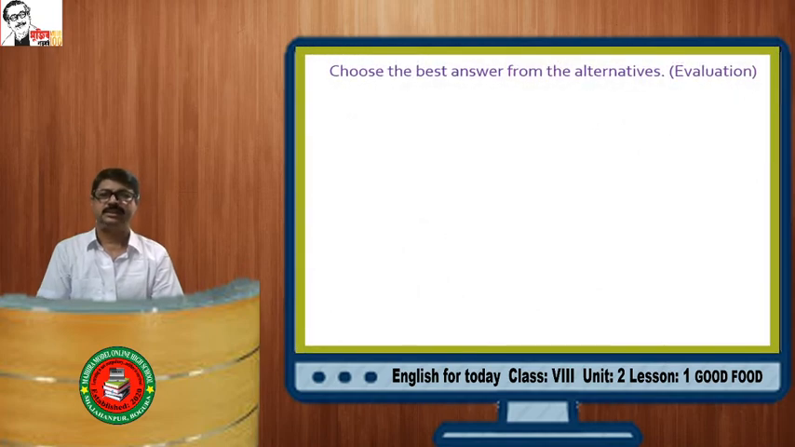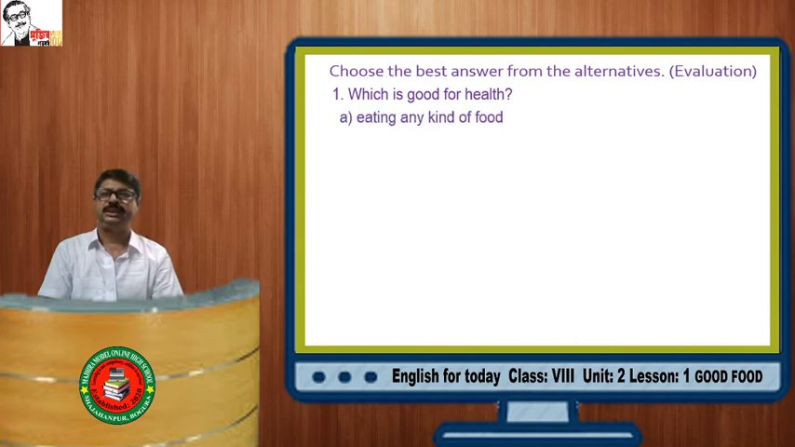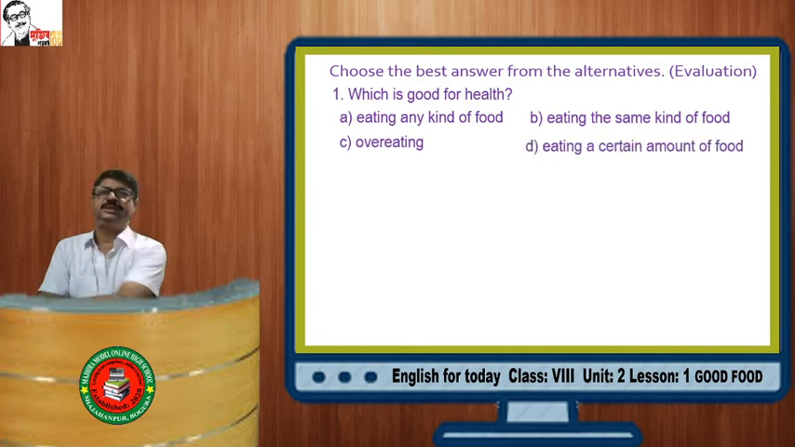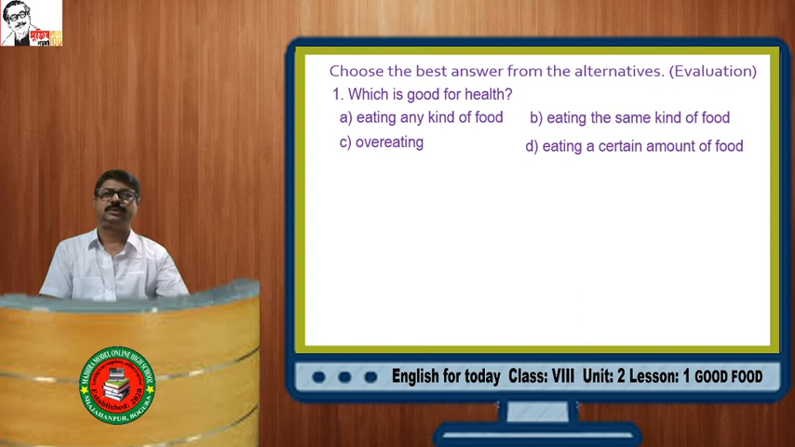Dear learners, choose the best answer from the alternative. MCQ for you. Question number 1. Which is good for health? A. Eating any kind of food. B. Eating the same kind of food. C. Overeating. And D. Eating the certain amount of food. Think some time. I hope you can tell the answer easily.